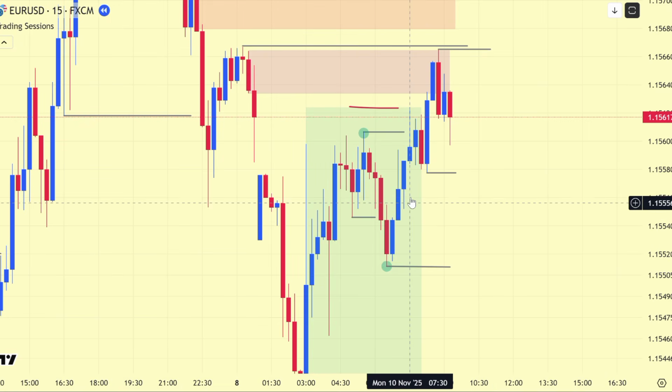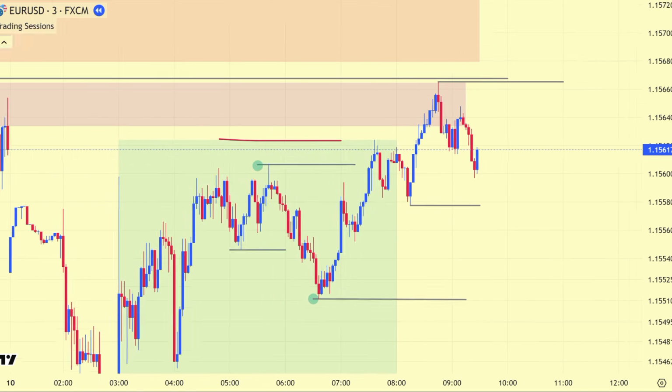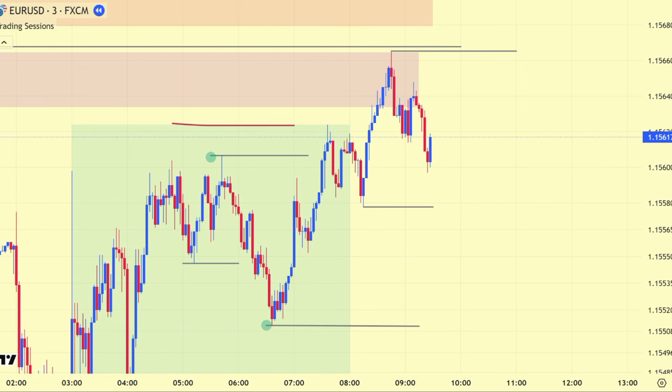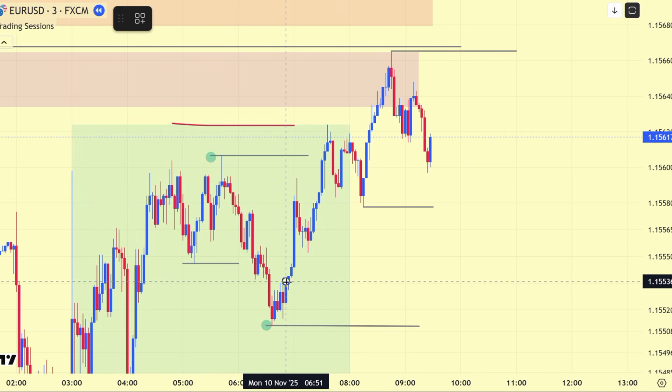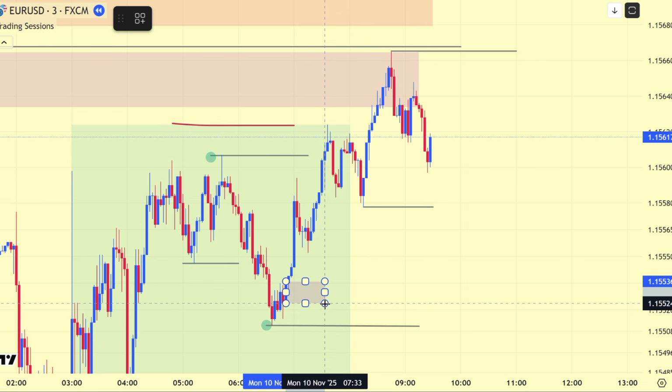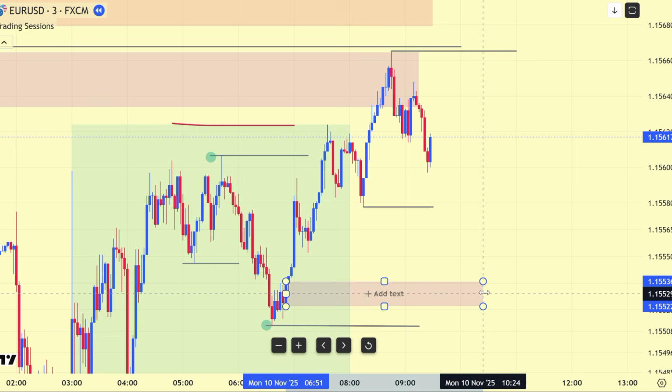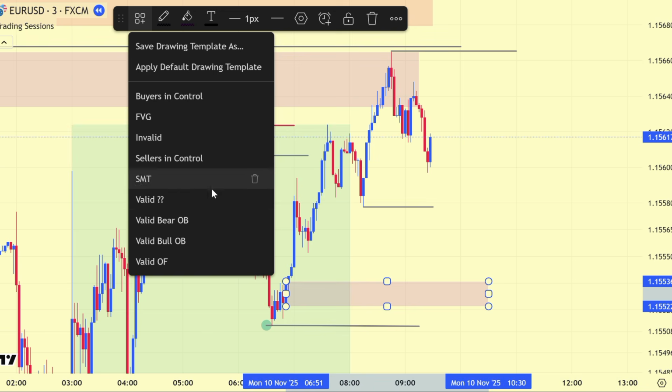So right now I cannot see any valid zone here, so I'll be shifting to the 3-minute time frame so that I can see the bigger picture. And on the 3-minute time frame, I can clearly see that this one here is the extreme order block. So I'll be using the color blue to signify a valid order block.